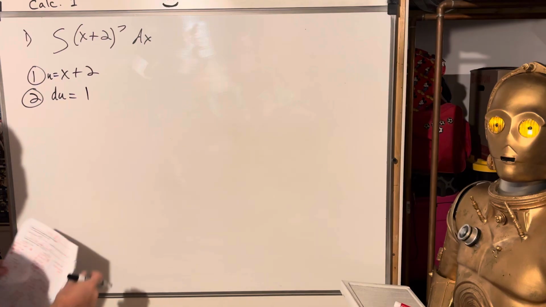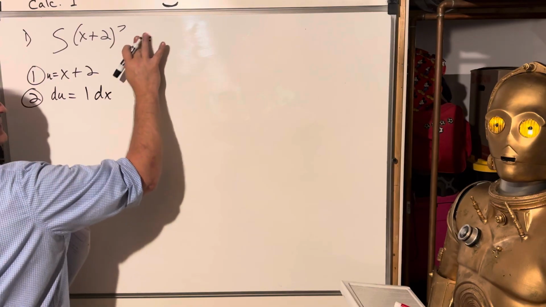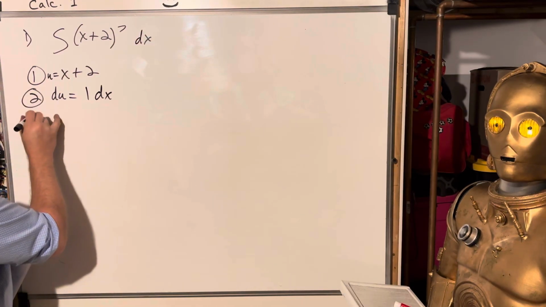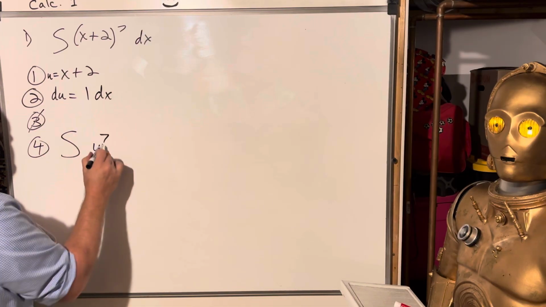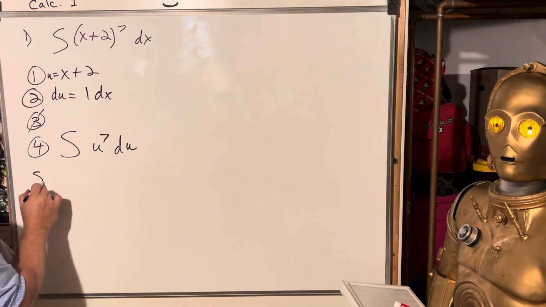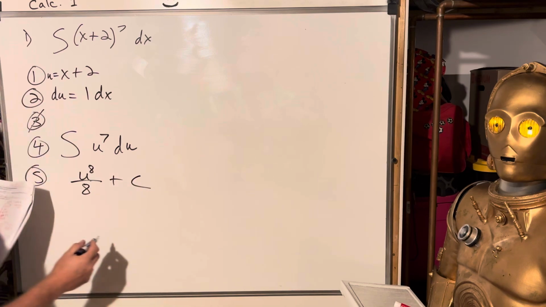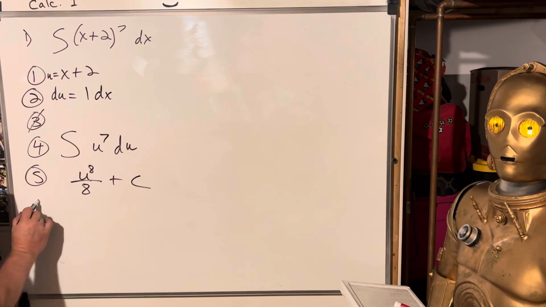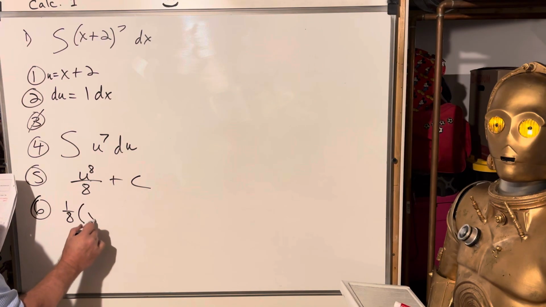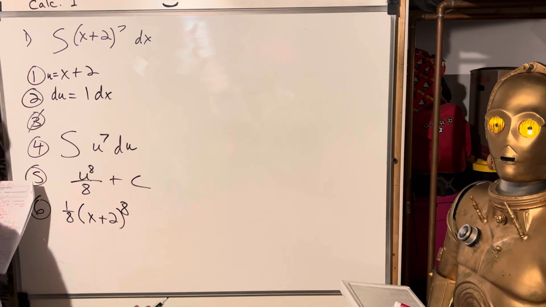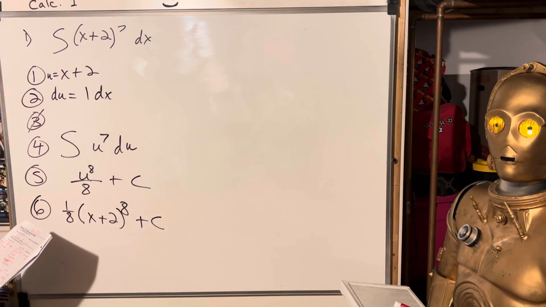All right, we don't need step 3 again because we have 1 dx right here. So step 3 is a skipperoo. Step 4, substitute in u to the 7th du. Step 5, integrate u to the 8th over 8 plus c. Step 6, substitute back in: 1/8 times (x plus 2) to the 8th plus c. That's it.